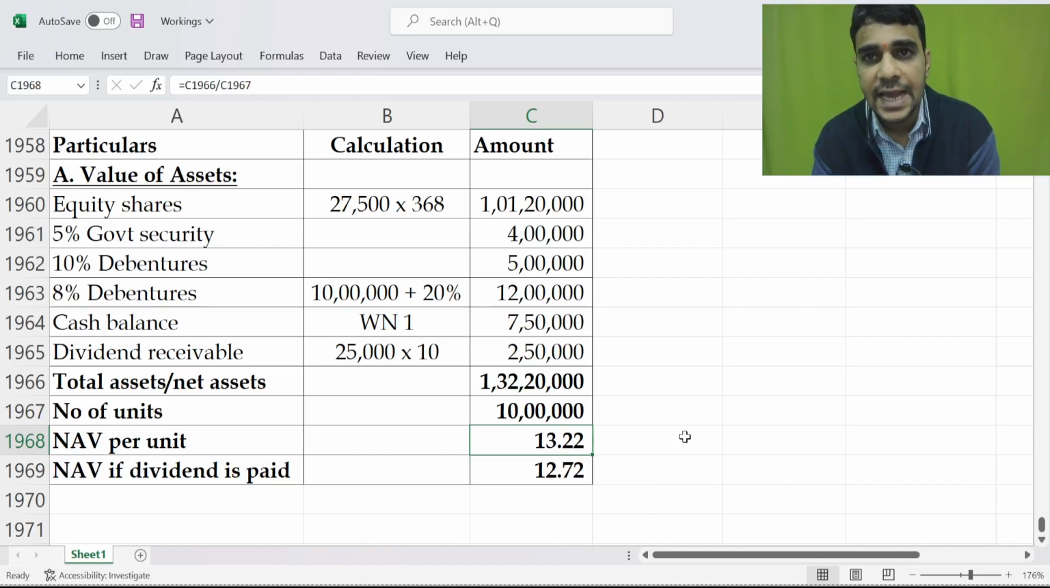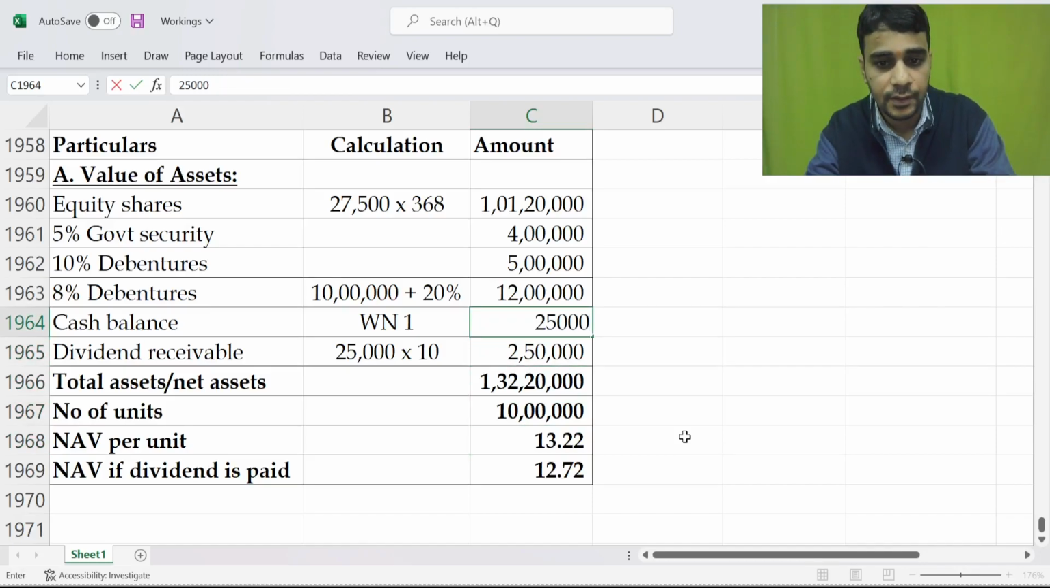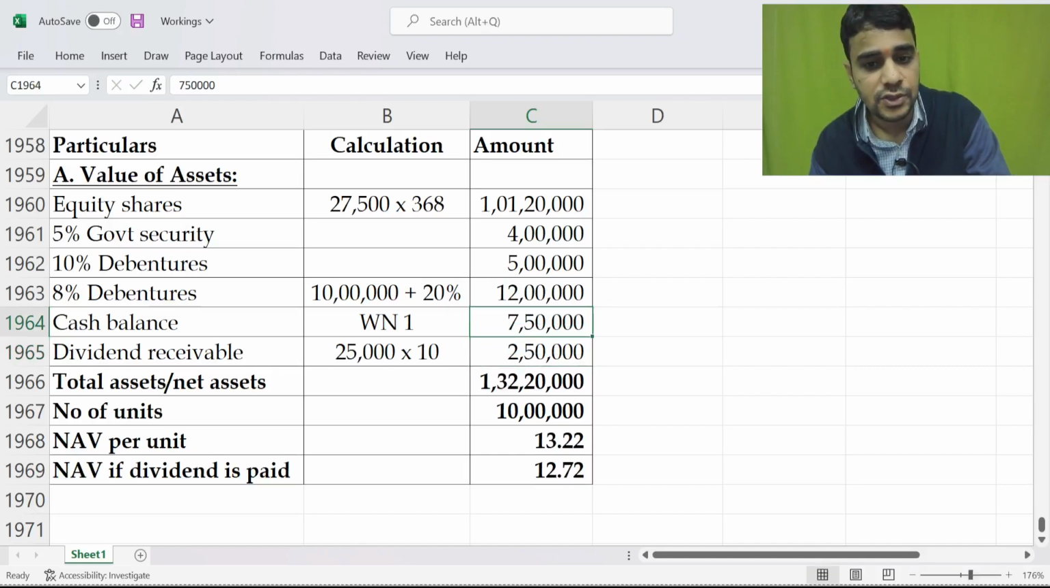Reason for this is cash balance would have come down by 5 lakh rupees. If you have distributed dividend, 7 lakh 50 will come down to 2 lakh 50. If this becomes 2 lakh 50, NAV automatically becomes 12.72. Any doubts on this?